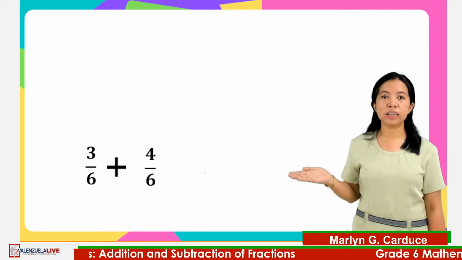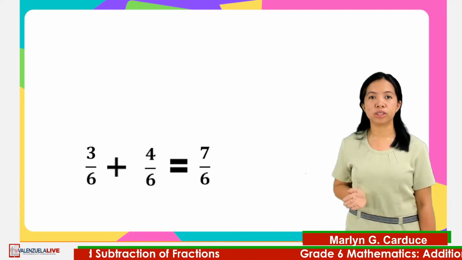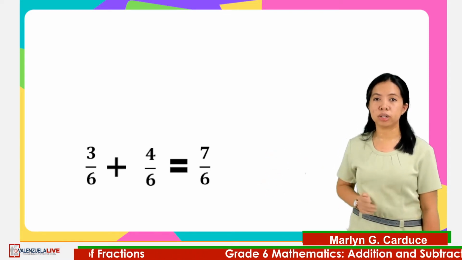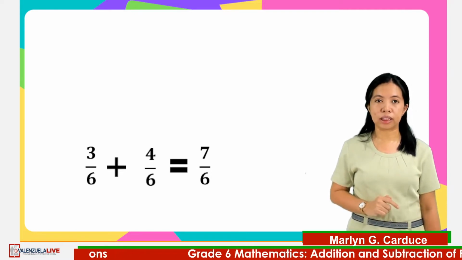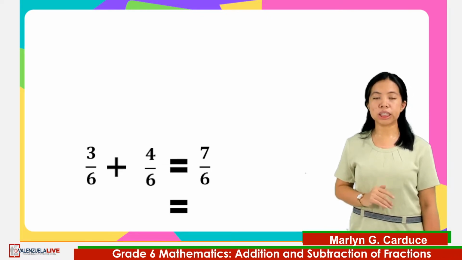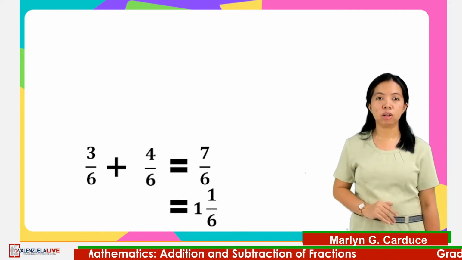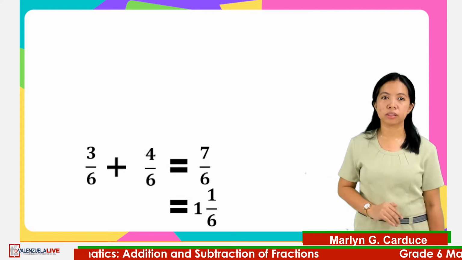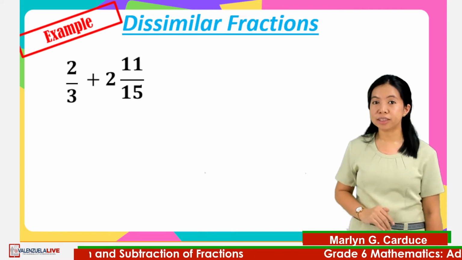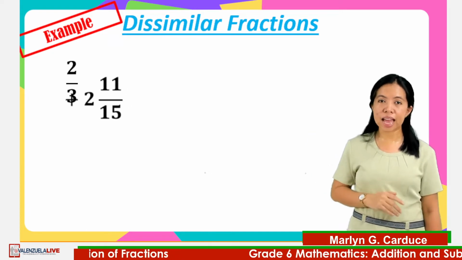Okay, so let's add the fractions. Again, let's follow the rules in adding similar fractions. Copy the common denominator 6, and then add the numerators. 3 plus 4 equals 7. And 7 over 6 is not yet in simplest form, so we will change it into a mixed number. And that is equal to 1 and 1/6. Let's do some more examples in adding similar fractions. This time, we will arrange the fractions and add them vertically.